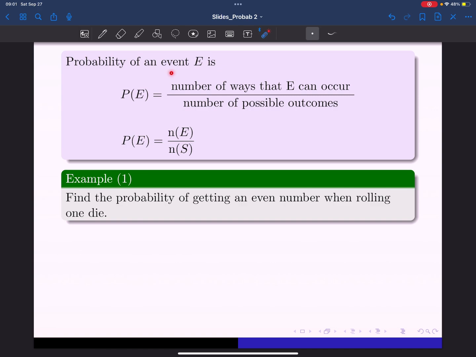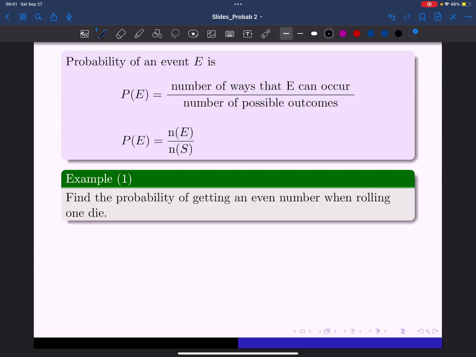Probability of an event E. If we want to calculate probability, it is always the number of ways the event E occurs divided by the number of possible outcomes. So N stands for the number of elements: how many elements are in event E, divided by the number of all possible outcomes. So example 1: find the probability of getting an even number when rolling a die.